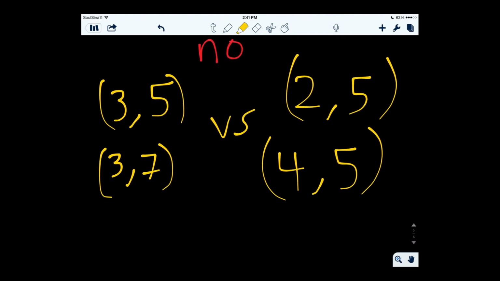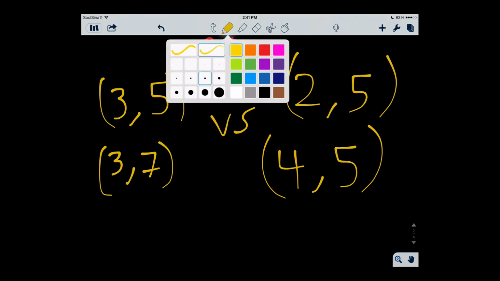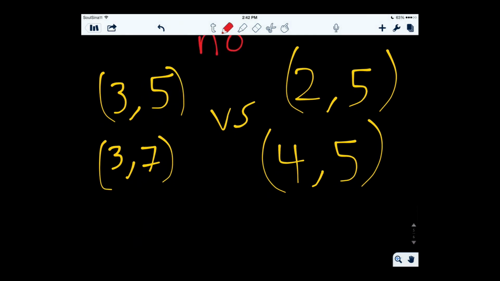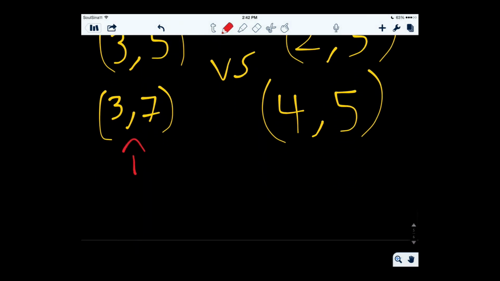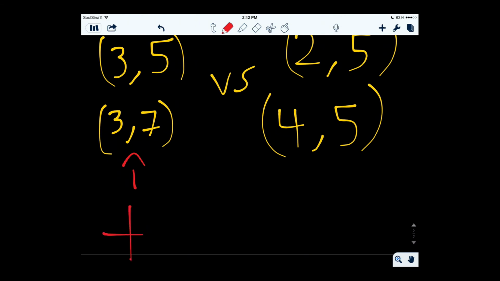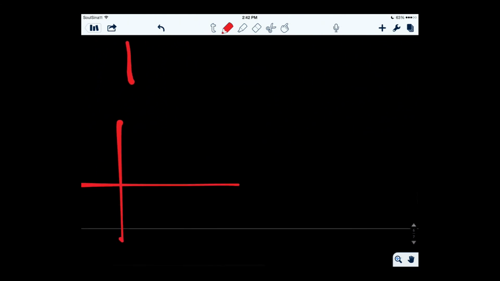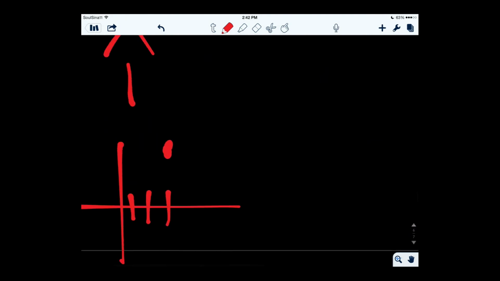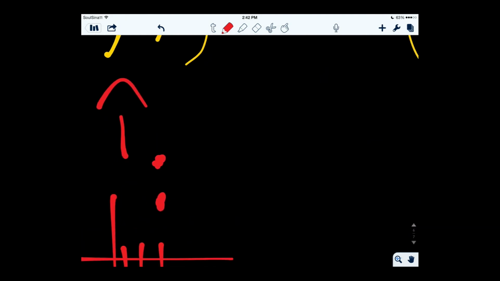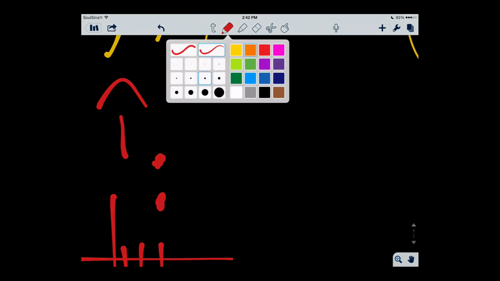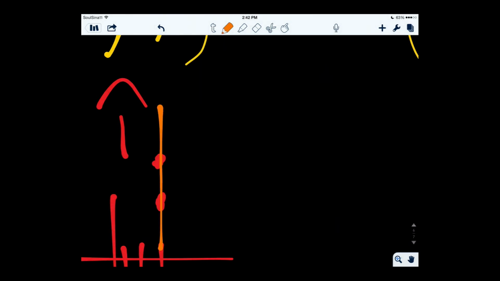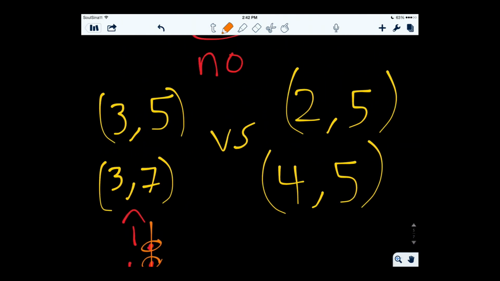Also, if we take a look at the coordinate set points right here, if we were to plot these, we would have 3, 5, which would be around here, and 3, 7, which would be a little bit higher. This does not work because a vertical line passes at 2 points. Therefore, this does not work.